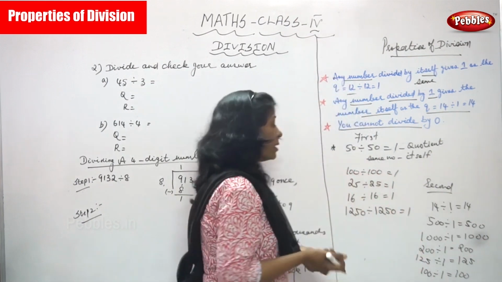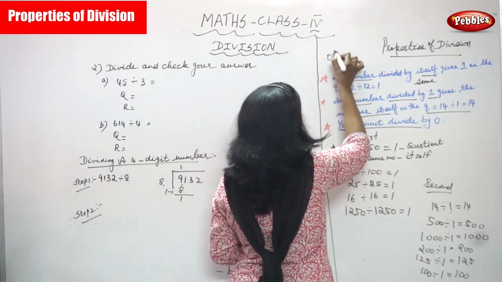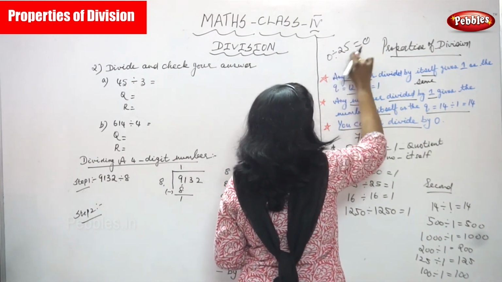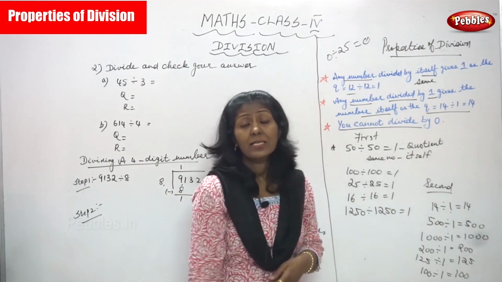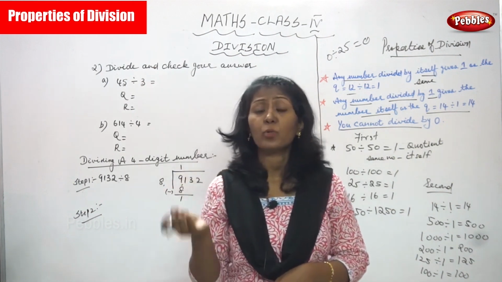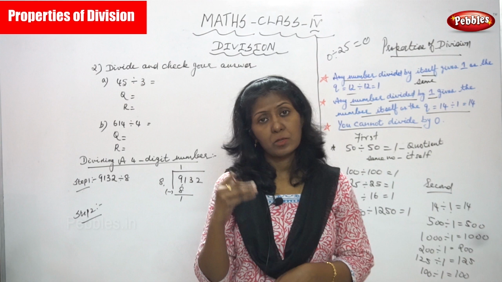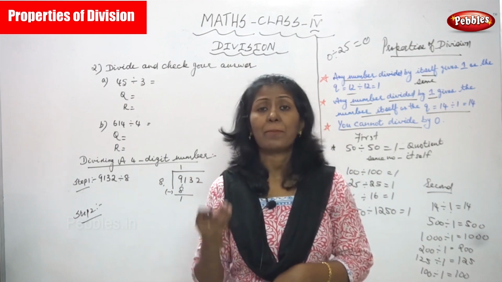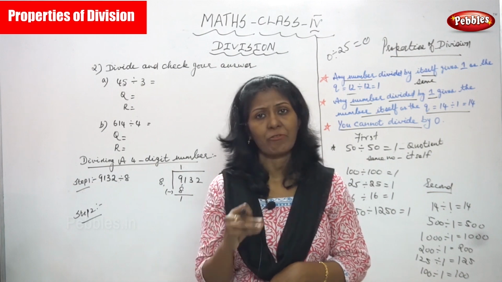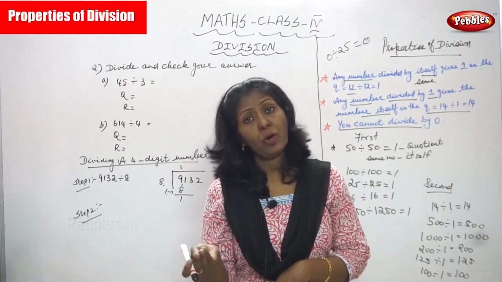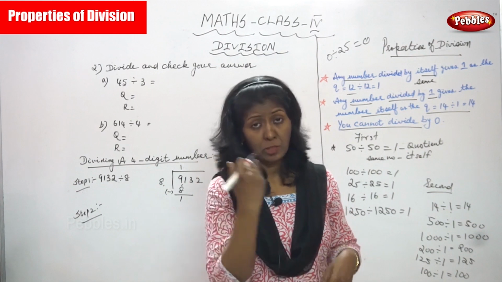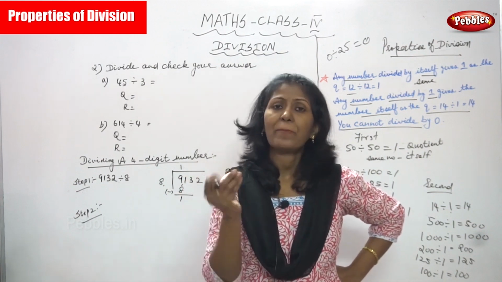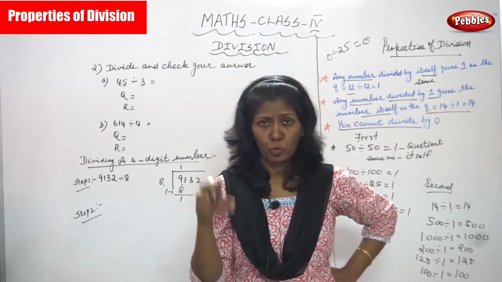For example, 0 divided by any number, you can get 0. This is also one property. It becomes the quotient. For example, 0 divided by 25, you can get 0. Or 0 divided by 100, you can get 0. 0 divided by 1000, you can get 0 as a quotient.